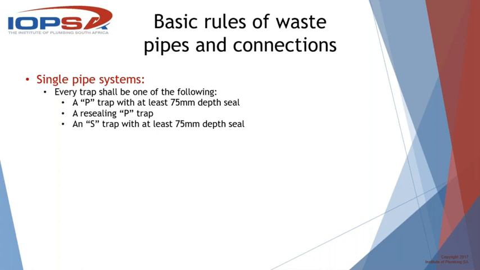Every single trap that you install must at least be a P-trap with 75mm depth seal. How many times have we seen that's not the case? Let's think of shower traps, for example. Or it must be a resealing P-trap. A resealing P-trap looks exactly like a P-trap, but it's got a little bubble or bulge as the U turns upwards, and just before it turns 90 degrees and starts to discharge. It's got a little bubble or bulge with extra volume in it.